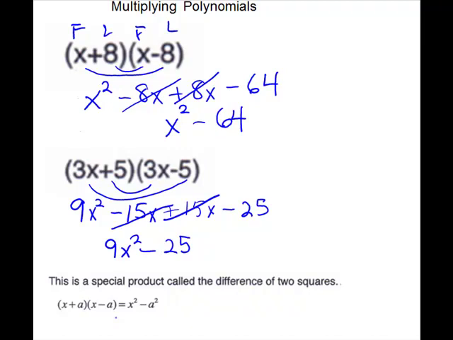This is a special product called the difference of two squares. And the x plus a and the x minus a are what we call conjugates. They're the same pieces with the opposite sign in the middle. And when you multiply them, they will always cancel out that outside and inside term.